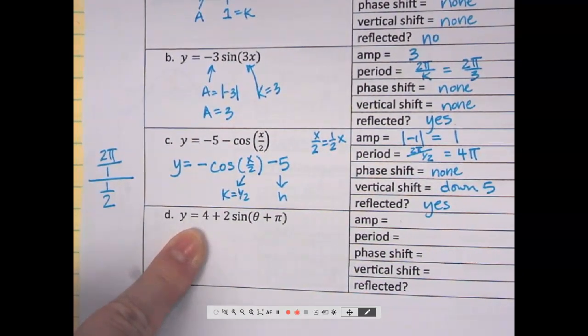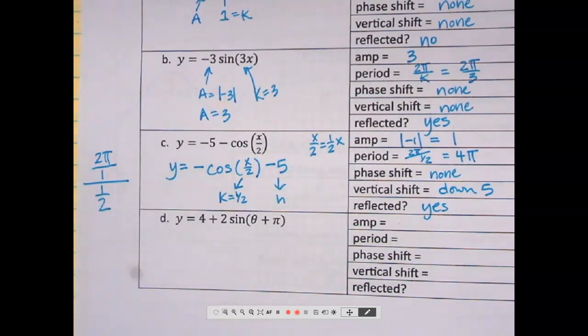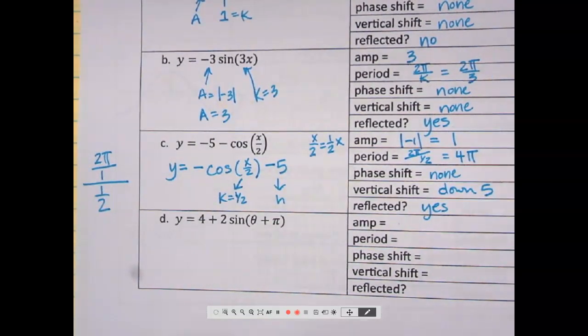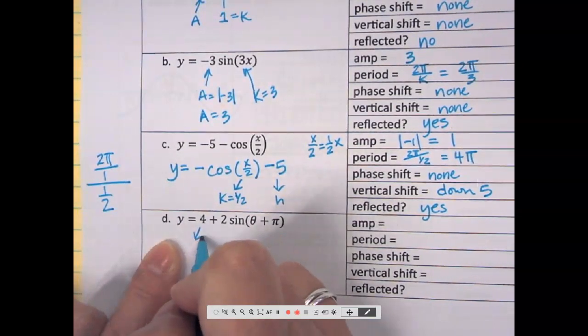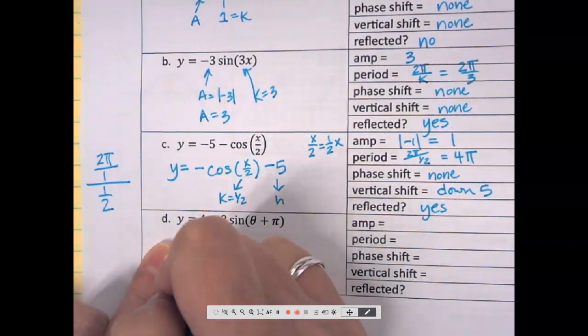What about that 4 sticking out front by itself? It's a loner. What's that going to be? What kind of shift? Vertical shift. So if you want to rewrite it and put it at the tail end, you can. But that is going to be my vertical shift. So in terms of my formula, that's my H.